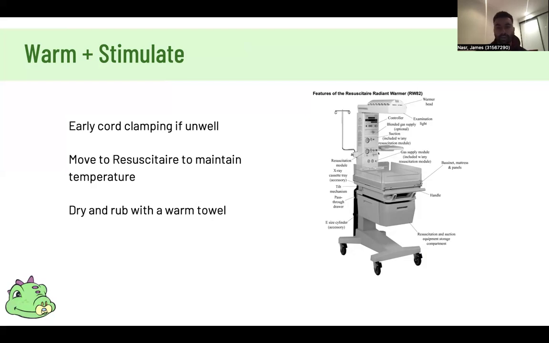If you haven't done your O&G rotation yet, I think it would be worth having a look at it, or asking the birth suite nurses to run you through it, because it is quite a cool machine. But essentially, the main part of this is just trying to move them to the resuscitator, maintain their temperature, and to dry and rub with a warm towel. Drying and rubbing with a towel is often enough to give the baby a kickstart. But if it's not, then obviously moving on to your next steps.